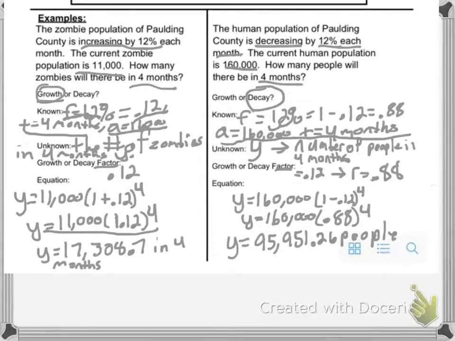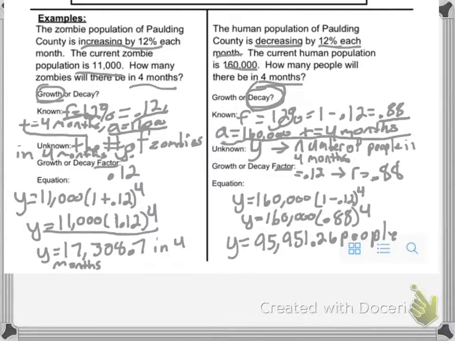The human population of Paulding County is decreasing by 12% each month. So decreasing, we know it's decay. Alright. The current human population is 160,000. How many people will be there in 4 months? So we know the factor is 12%. 1 minus 0.12 is 0.88, which is our decay rate.